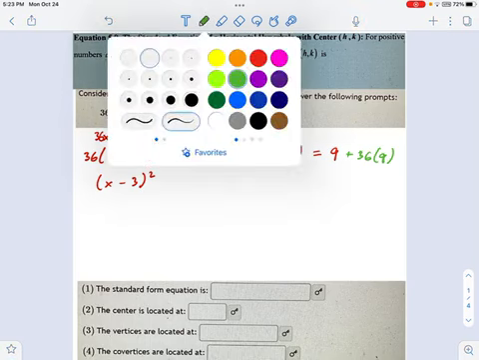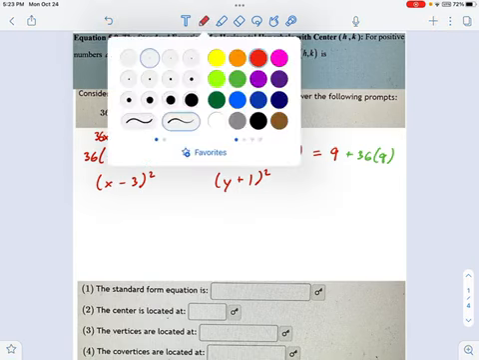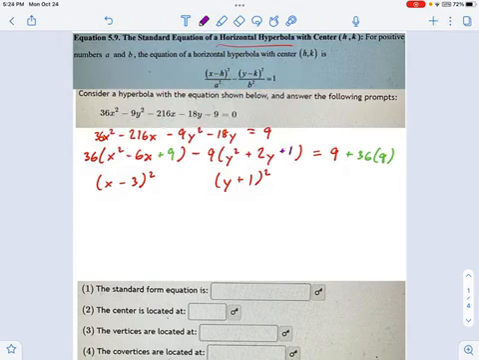Now, if we look in the y group, we've got y squared plus 2y. Well, that's kind of like y plus 1 squared, right? And when we square that 1, what do we get? We get another 1. So we've got a plus 1 here. And don't forget, we've got a minus 9 times 1 to balance that out.